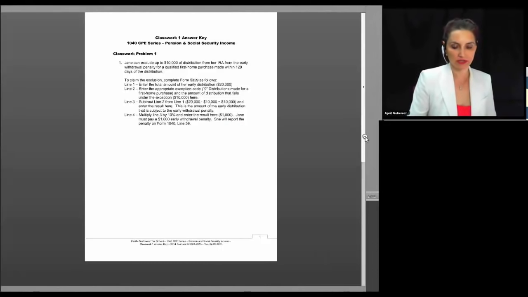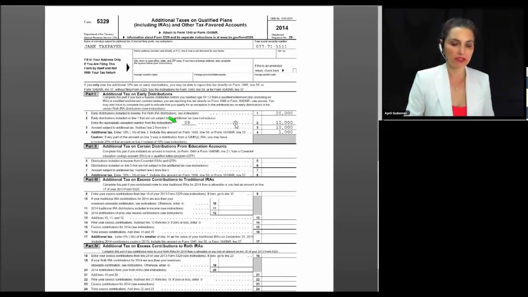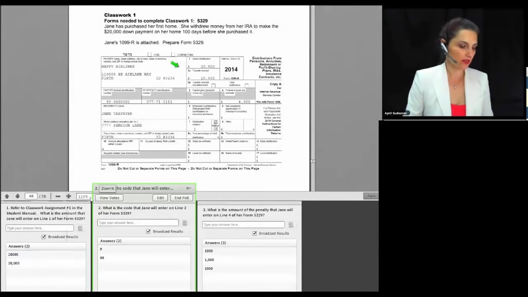So let's just pull up the answer key to this particular assignment so we can see what the finished return looks like for her. We can see here that 5329 has been filled out for this particular filer, showing $20,000 of early distribution. Code 9 is used to claim the exception from the penalty for first-time home purchase. $10,000 of the distribution is exempt from the penalty, leaving $10,000 subject to the penalty, and the penalty amount is $1,000. So let's move on to the next part of the manual.